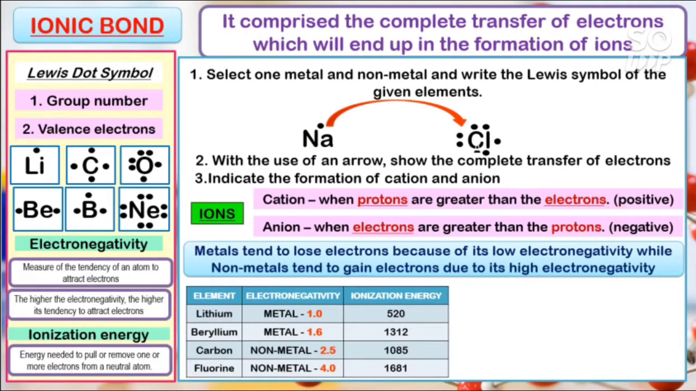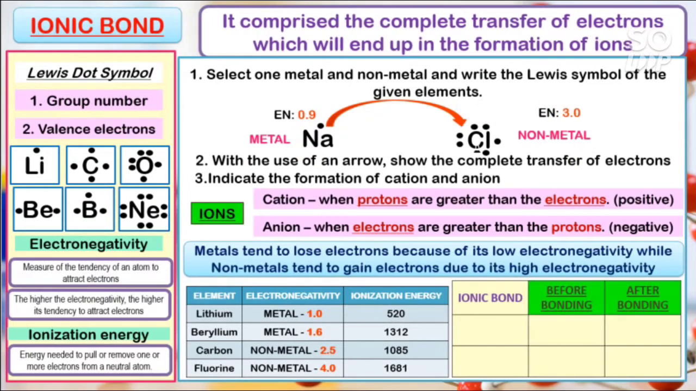So what will happen now to the proton and electron number of the sodium and chlorine? Reminder: the metal here is the sodium, and the nonmetal here is the chlorine, and their electronegativities are now flashed on the screen. Before the bonding happens, the sodium protons and electrons are 11. So this is what we call a neutral atom. When the protons and electrons are equal or balanced, it is said to be a neutral element.